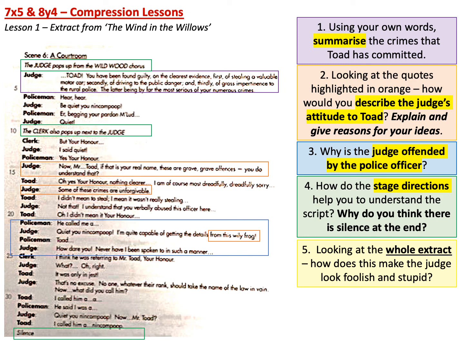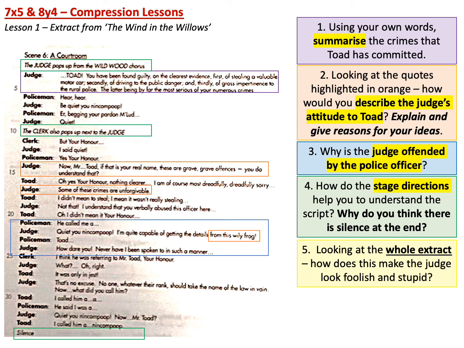So, number 1, using your own words, summarise the crimes that Mr. Toad has committed. Number 2, looking at the quotes highlighted in orange, how would you describe the judge's attitude to Mr. Toad? Number 3, why is the judge offended by the police officer, looking specifically at the bit highlighted in blue? Number 4, how do the stage directions, remember a stage direction is an instruction on how something should be performed, help us to understand the text, and why do you think there is silence at the end?